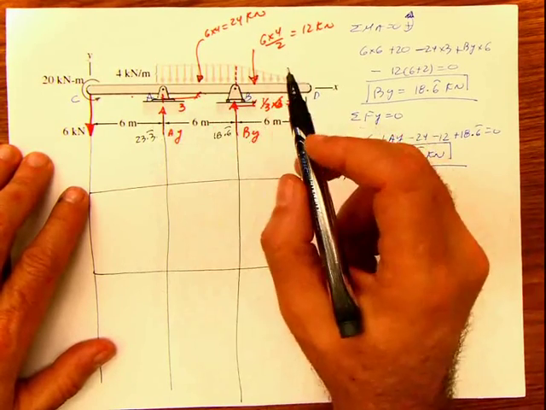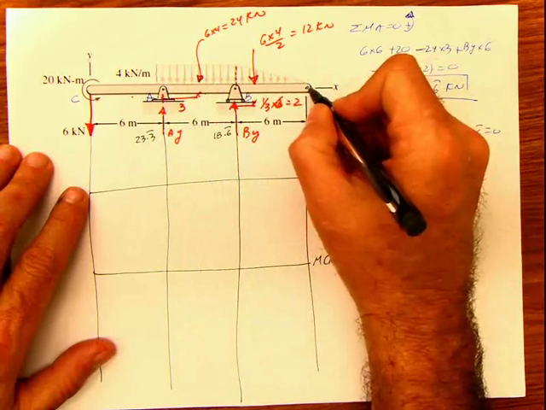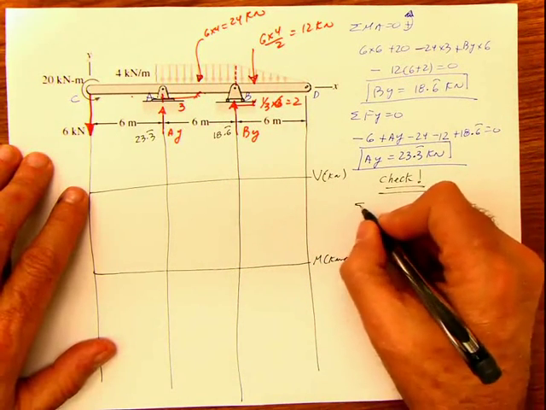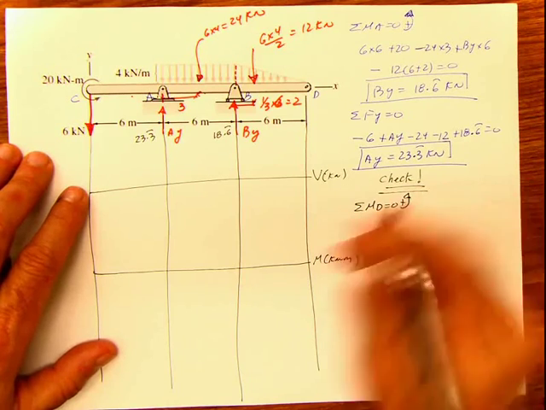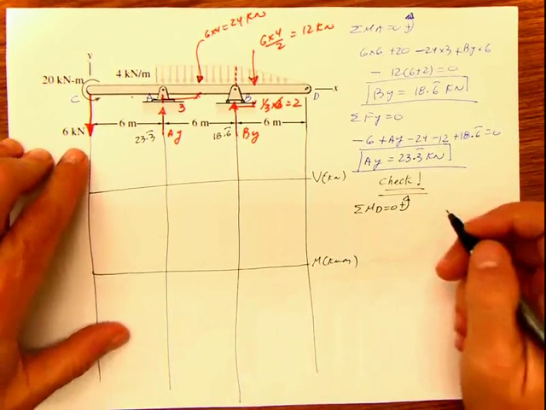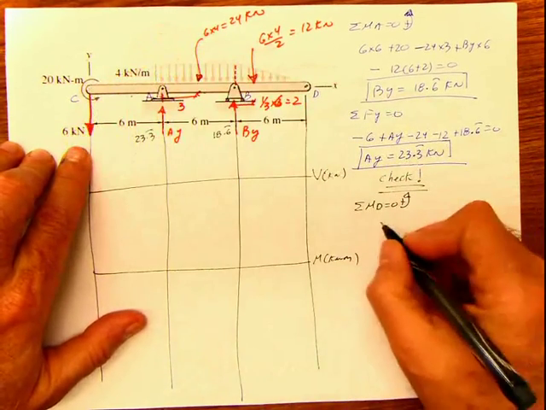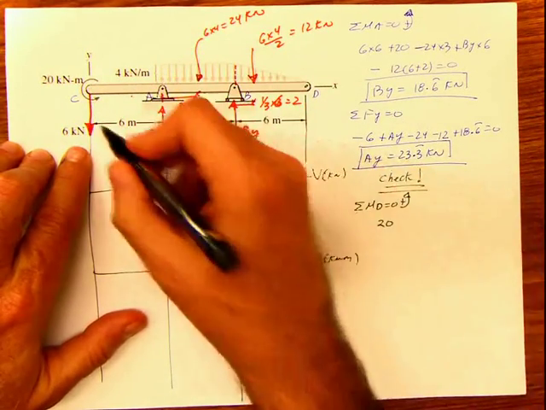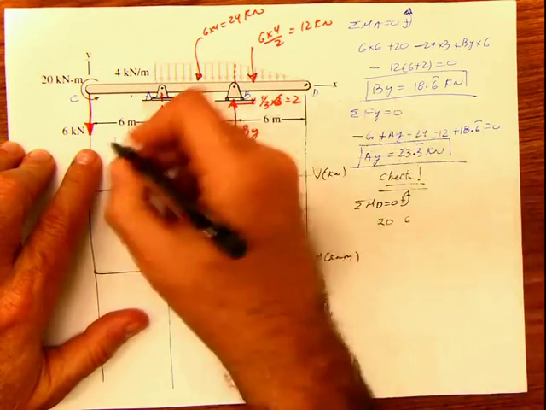And that point that I'm going to select, try not to eliminate any value. So I'm going to use D. I'm going to do summation of moments at D equals 0 with everything, including the reaction that I just calculated. So we can start from here, and then we say this moment is 20. Then we have 6, the force, times 18.